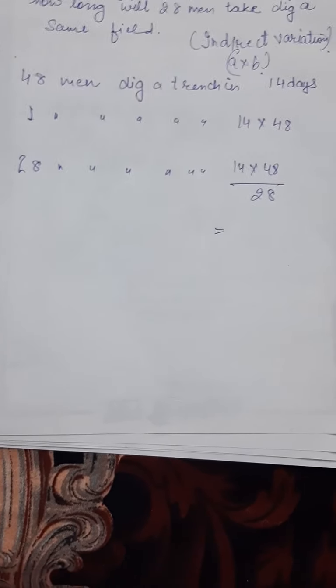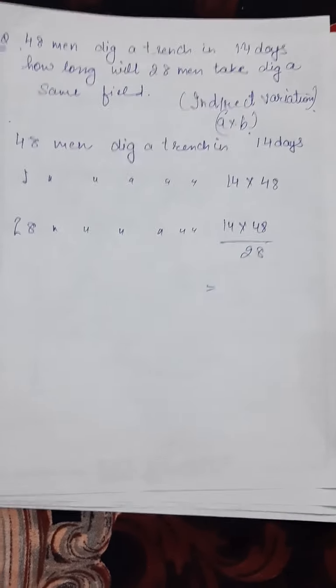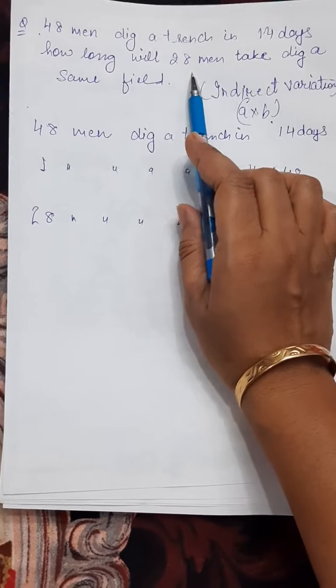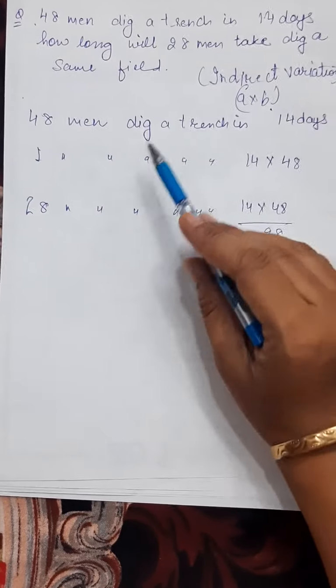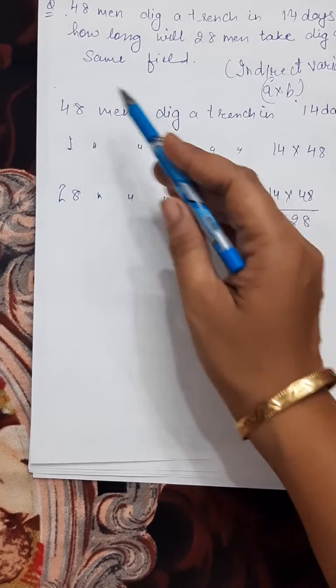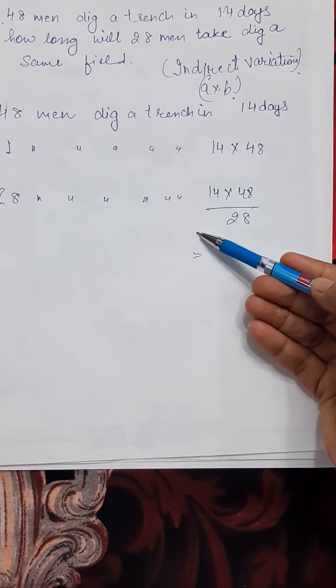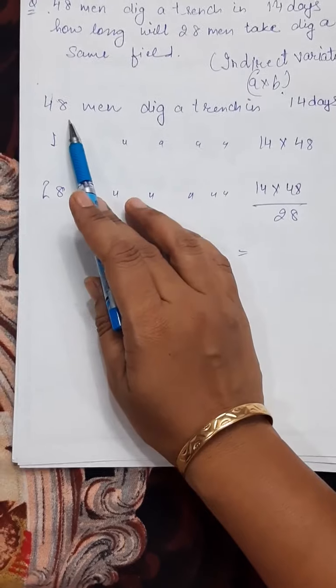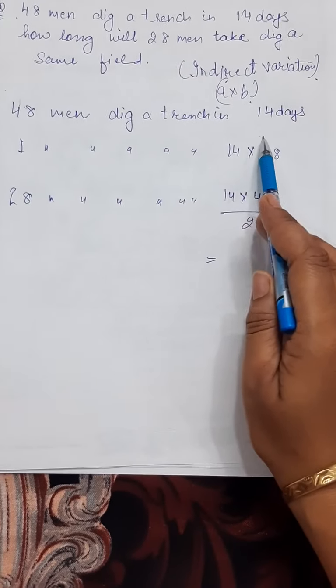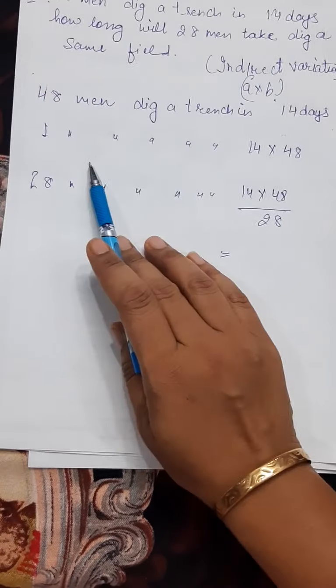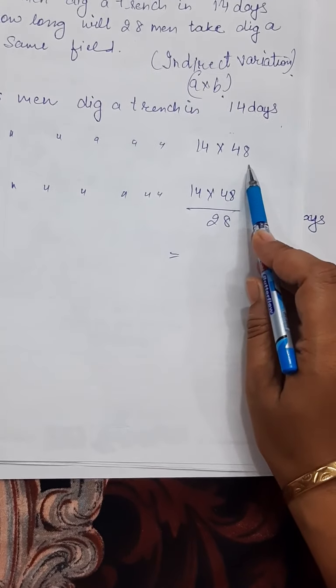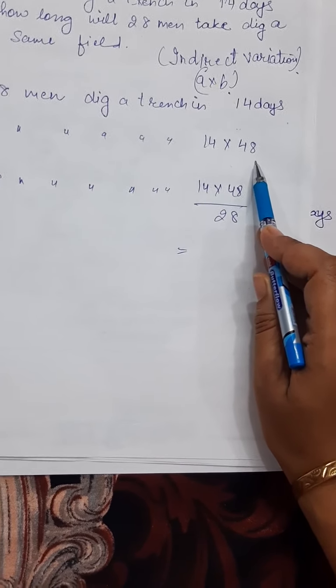So just see how we are going to find out. What is given to me? Men is given to me and days we have to find out. Whatever is given to me is to be kept on the left hand side, and what we have to find out is to be kept on the right hand side. So just see, 48 men dig a trench in 14 days. 1 man, 14 into 48. This is the A into B relationship.